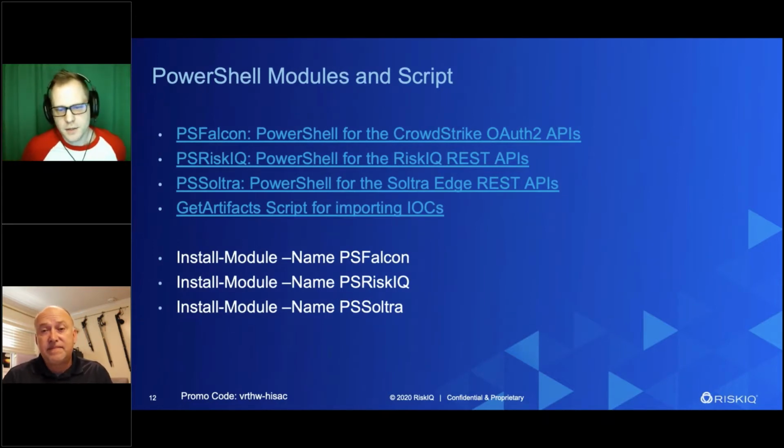Yeah, so there are 3 sets of modules which involve a bunch of different commands to work with the APIs. The 2 that we're using in the examples today are the ones for CrowdStrike, so PSFalcon, and for RiskIQ, which is PSRiskIQ. Those 2 modules will underpin the get artifact script that's listed there. The get artifact script is kind of doing all the work. It's taking the IOCs that we're going to deal with on the RiskIQ side and then inputting them all into CrowdStrike so that we can view detections and that sort of thing.